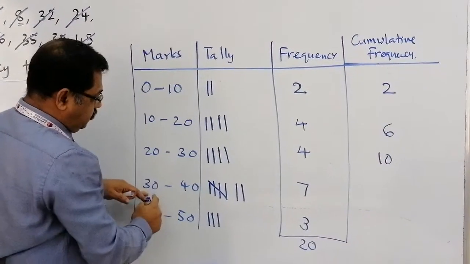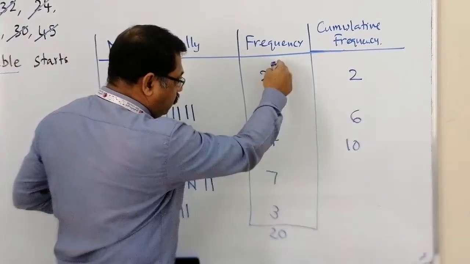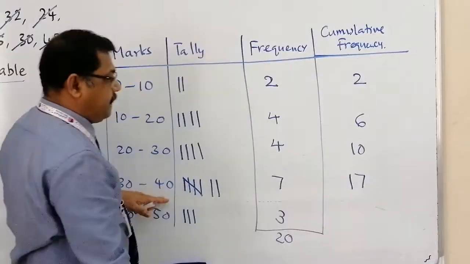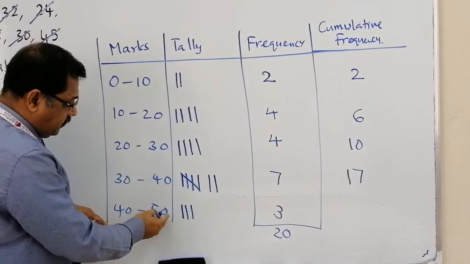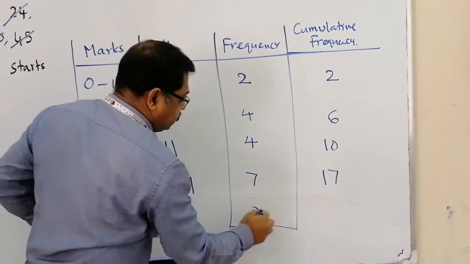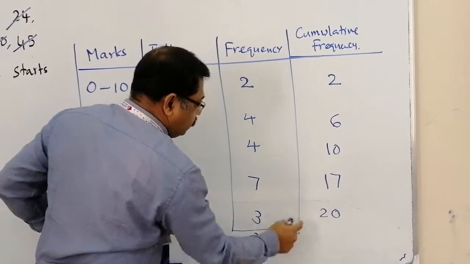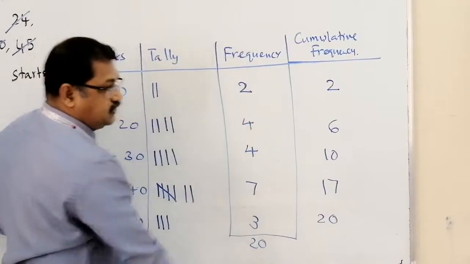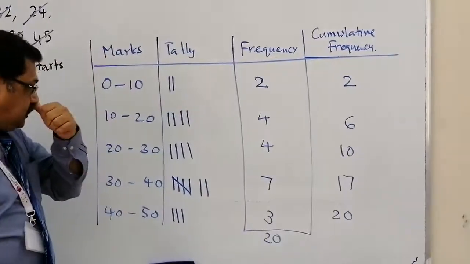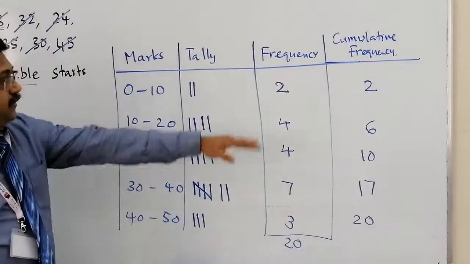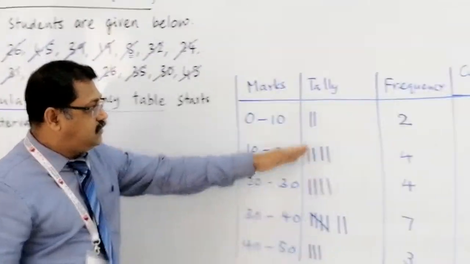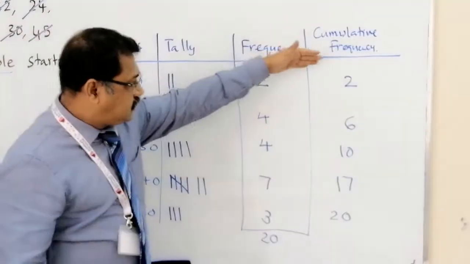The cumulative frequency up to 40 is all these values, that means 10 plus 7, 17. And the cumulative frequency up to 50 means all these frequencies, that means 17 plus 3, 20. So definitely this 20 will always be the total frequency. These are the cumulative frequencies. We call this a cumulative frequency table, which has marks, tally marks, frequency, and the running total of frequency.